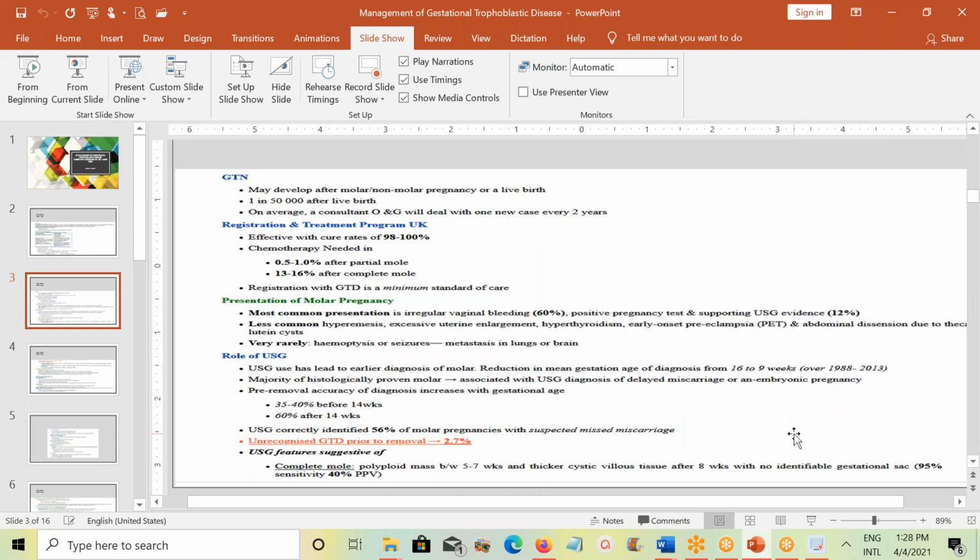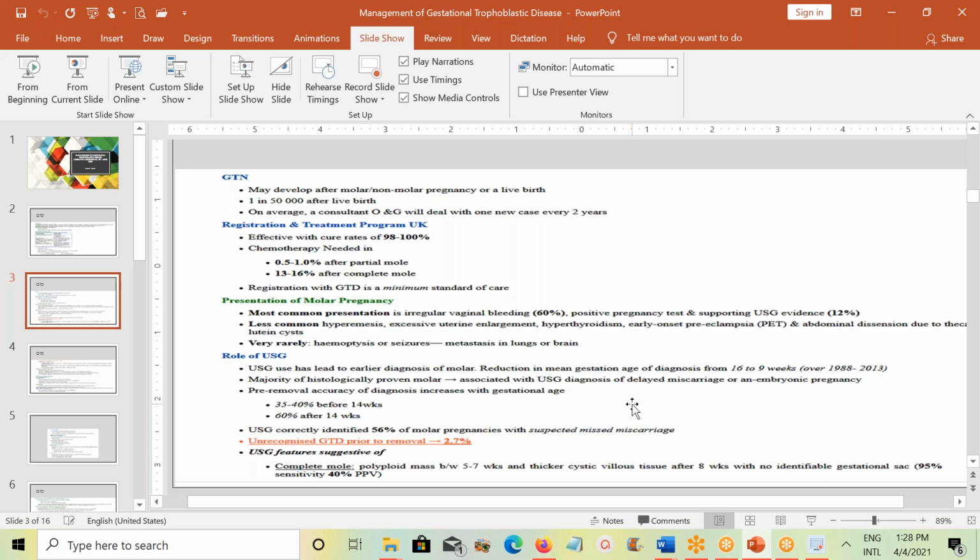We should also remember the question of how many patients can be diagnosed correctly with ultrasound. Almost 56% of molar pregnancies can be identified by ultrasound. 56% of cases of molar pregnancy can be diagnosed as suspected miscarriage, where the baby has stopped growing. That is one thing.